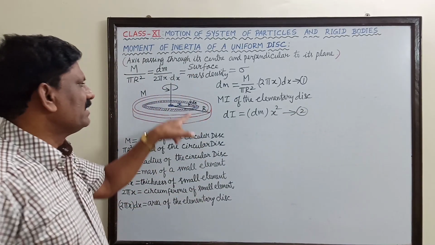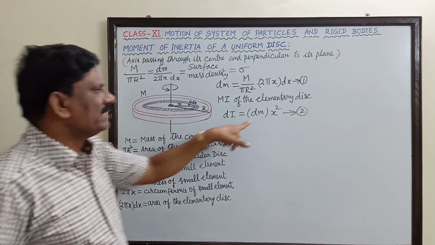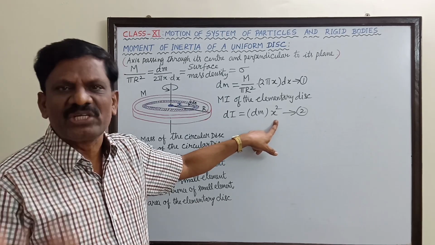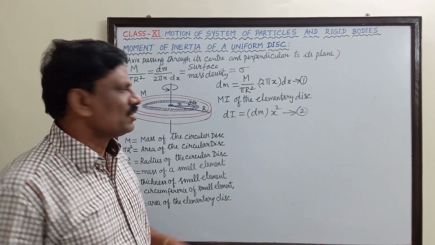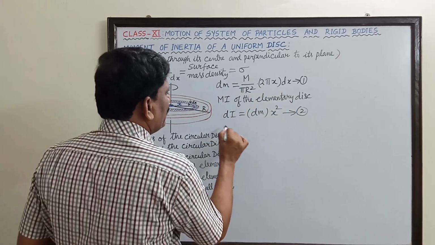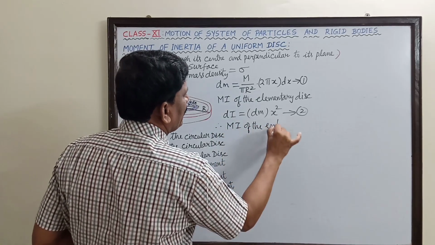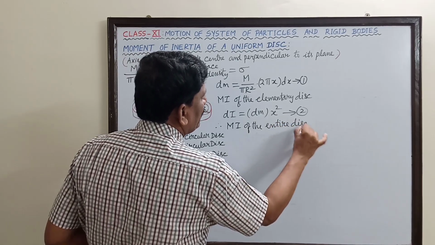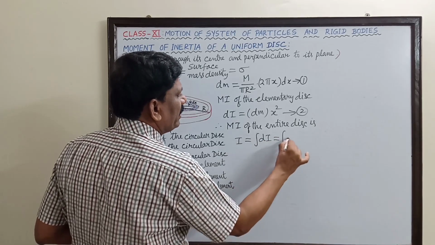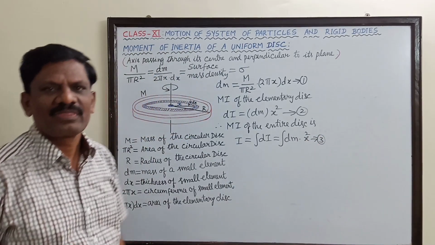So what is the distance of this elementary disk from the center of this axis? It is x, is it not? So its mass is dm and distance square, because moment of inertia, mathematically, dimensionally, must be equal to mass into distance square. So the elementary mass is dm and its distance is x, so we have multiplied, and therefore the moment of inertia of the entire disk, capital I, is equal to the integral of dI, that is equal to the integral of dm into x square. This is equation 3.